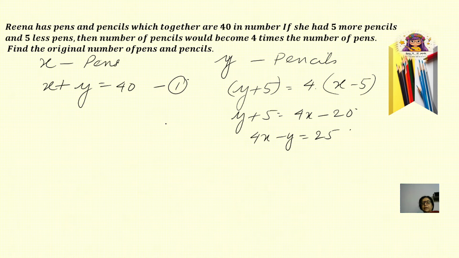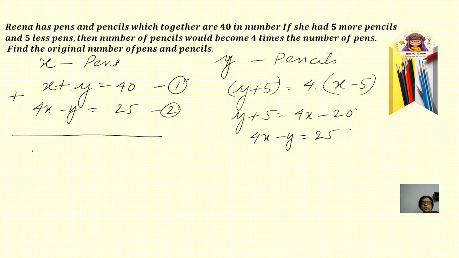After transferring the particular terms, now bring the second equation over here and write the like terms below each other. So we get the second equation in this pattern. Now if you look at these two equations carefully, this is plus y and this is minus y. So we can simply add the two equations and eliminate y. On adding the two equations, we'll get 5x, as y gets eliminated, is equal to 65. So x is equal to 13. So if x is 13, obviously y will be equal to 27 because x plus y is equal to 40.